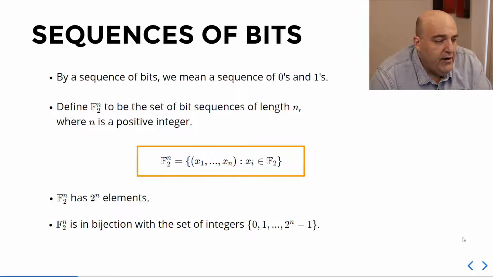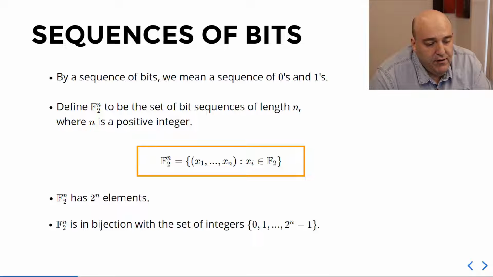Okay, and now we'll take sequences of these bits. We'll imagine we fix a positive integer n, and then we think of all possible bit sequences of length n. And we can consider those as tuples, x1 up to xn. And the set of all those is F2^n. Now F2^n will have 2 to the n elements since we have n independent coordinates here, and each coordinate can take on 2 different values. We have 2 to the n possibilities.